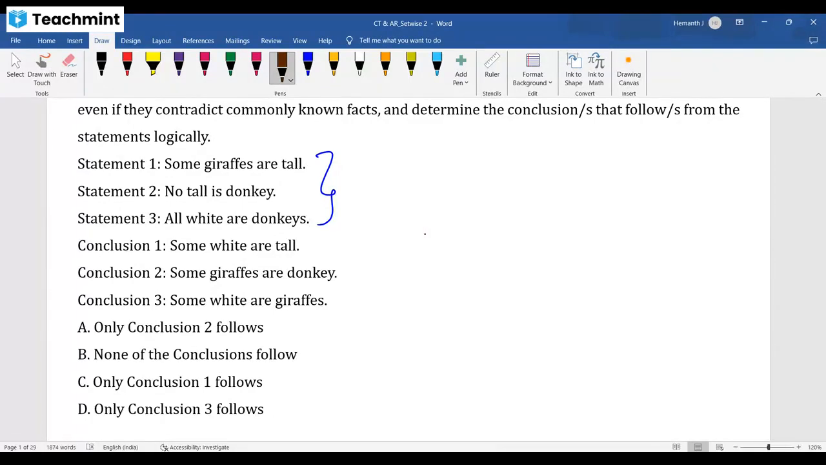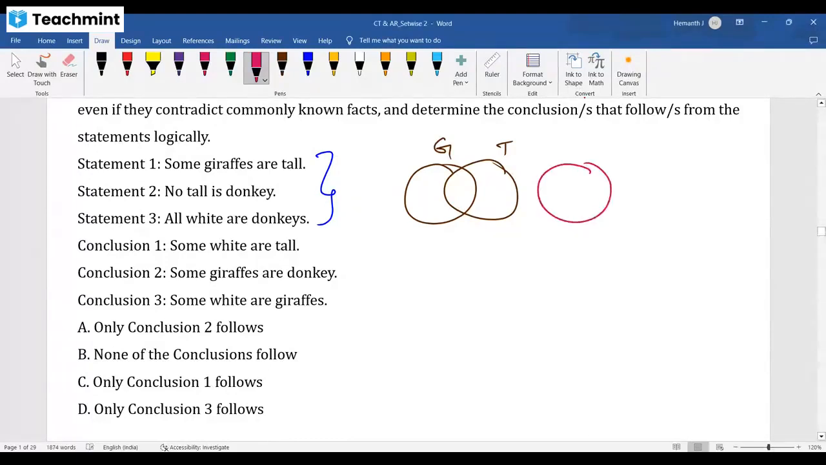Now they have given conclusions. Your job is first to draw that some part of giraffes are tall. If someone says they don't have an idea about syllogism, we already shared a video to update your knowledge. Kindly go through that video. How to draw these diagrams, everything is given. Check the aptitude Hemant Telegram app, we have all those things. The previous session video is also kept there. No tall is donkey. Next, all whites are donkeys.